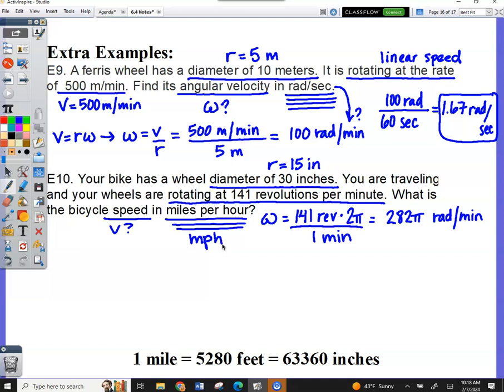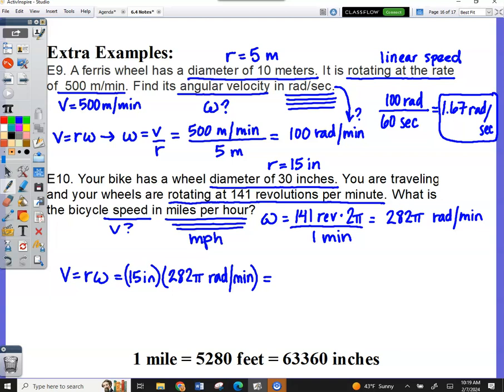All right. So we know R. We know omega. We are told to find V. So this is our V equals R omega formula. What's the radius? 15. 15 inches. What's omega? That's 282 pi. 282 pi. And that's radians per minute. So type 15 times 282 pi.